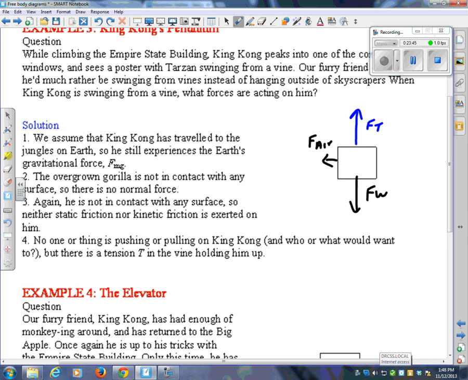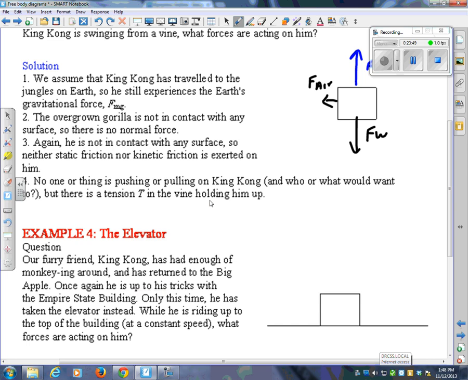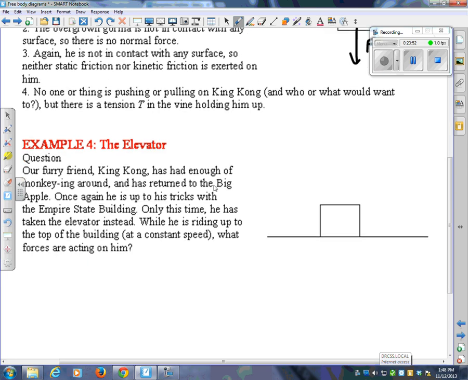Okay, King Kong has had enough of monkeying around. Has returned to the Big Apple. Once again, he's up to his tricks with the Empire State Building, only this time he has taken the elevator instead. While he's riding up to the top of the building at a constant speed. Is that important? Yes, it is. What forces are acting on him?